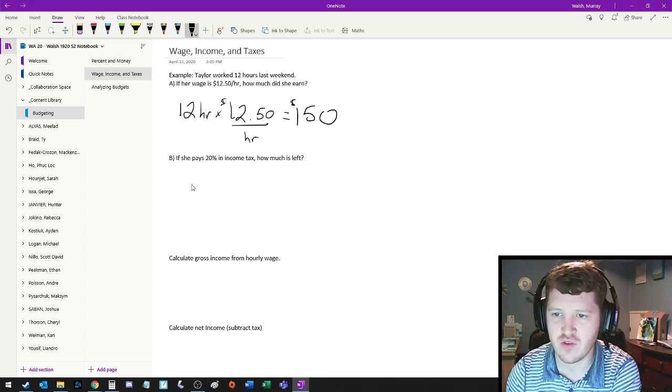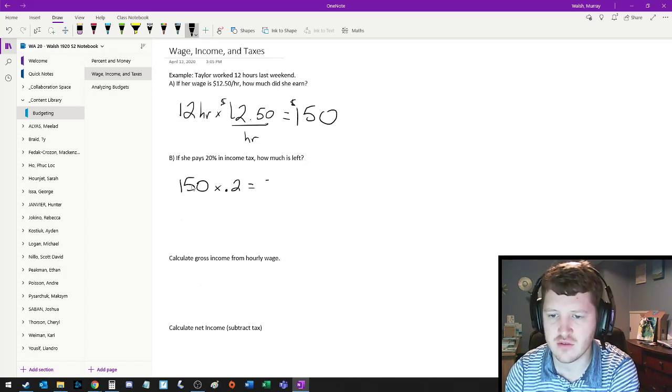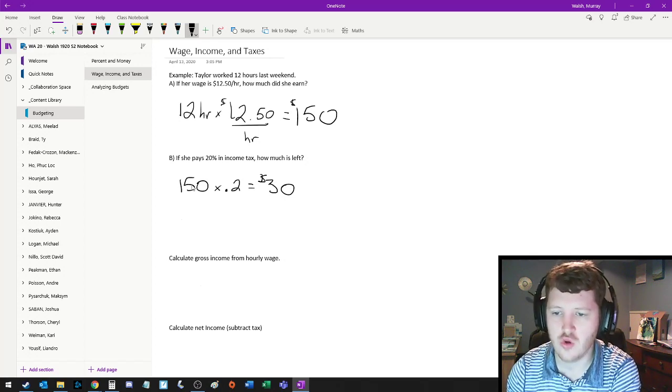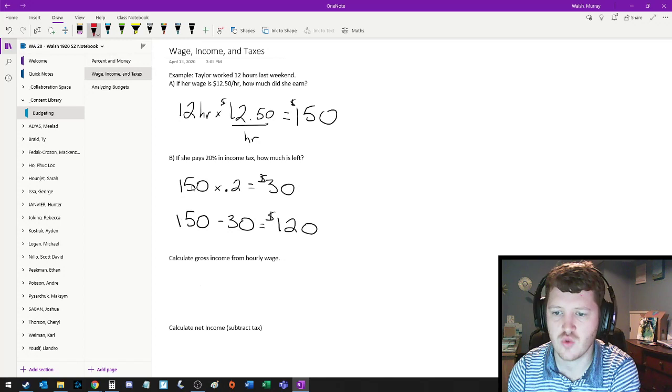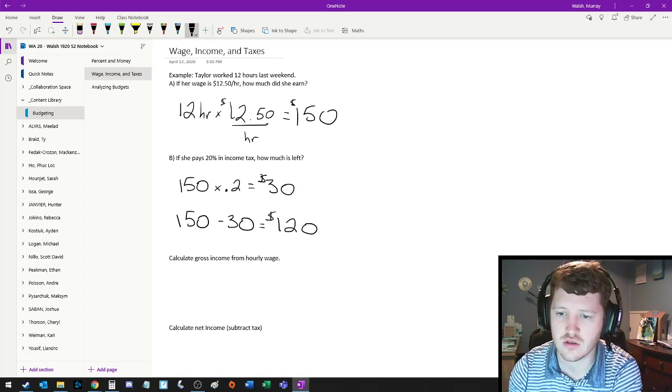So she earned 150. We should find the size of this 20% piece. If I take 150 and multiply it by the decimal 0.2, converting 20% into a decimal, I get $30. So she owes $30 in taxes. How much is going to be left? We take what she earned, subtract the taxes, and Taylor gets to keep $120. So that is how much is left.